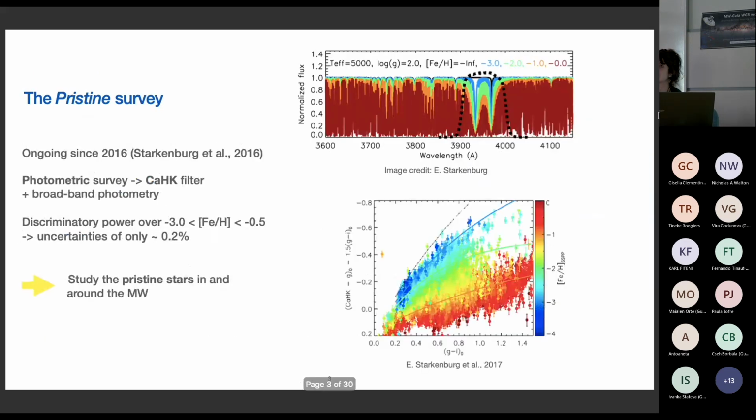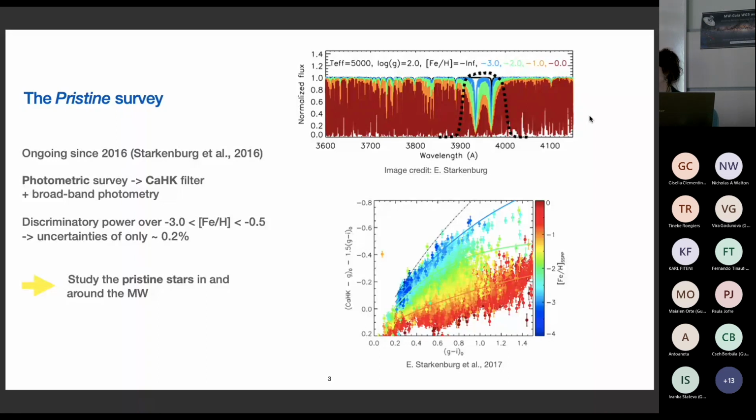As I said, we studied the metallicity of this system using the data from the Pristine survey. Pristine is a narrowband survey that used a narrowband filter centered on the calcium H&K lines, and you can see the synthetic spectra with the two calcium lines in the bottom panel. Pristine also combined this metallicity-sensitive photometry with broadband photometry, from SDSS, but later on also with Gaia broadband photometry.